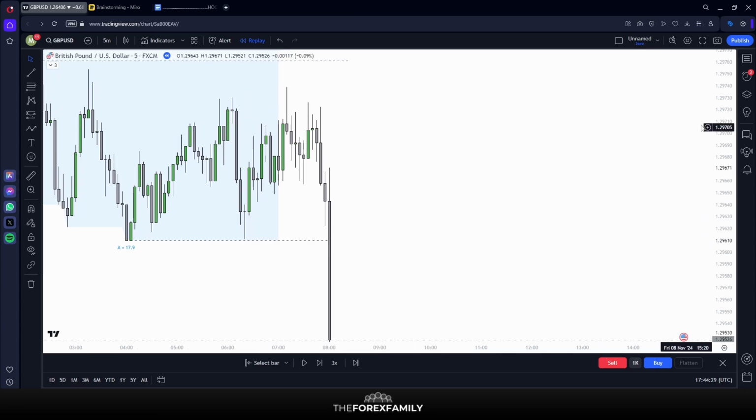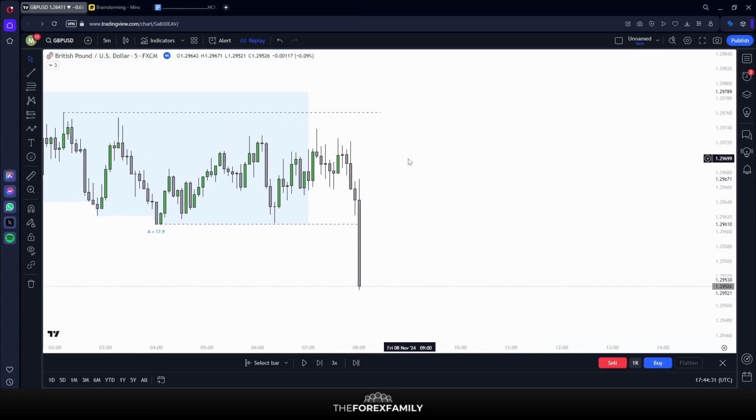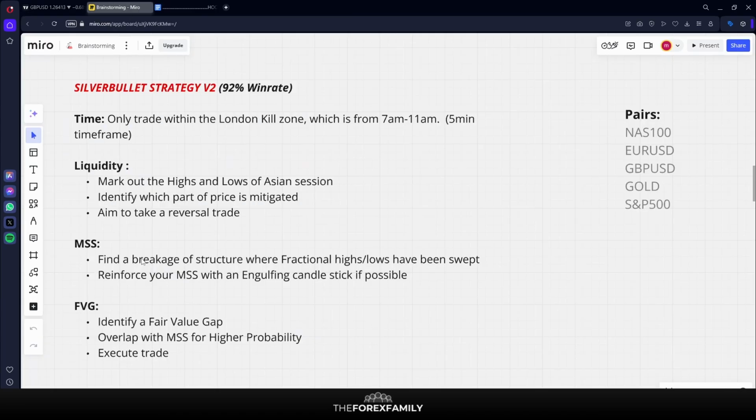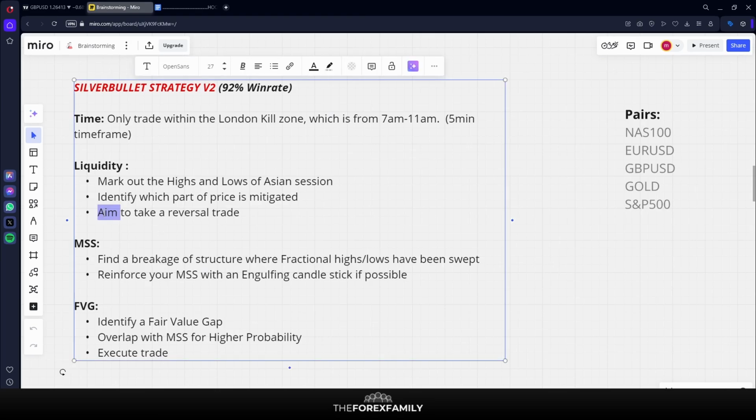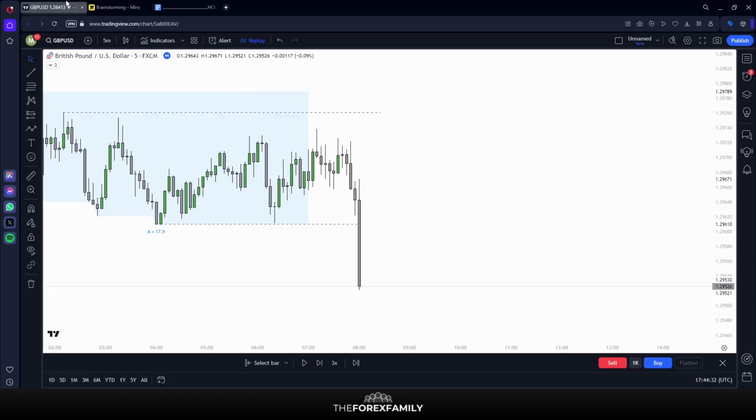And you can see it's completely smashed the lows right here. Once it's completely smashed the lows, now you look to take the trade towards the upside, okay? You can see right here, what we need to do is aim to take the reversal. So what we need to do now is find a break of structure where fractional highs and lows have been swept. And we can reinforce our market structure shift with an engulfing candlestick if possible.